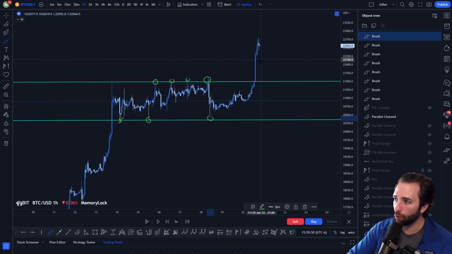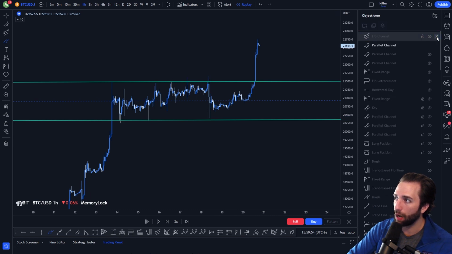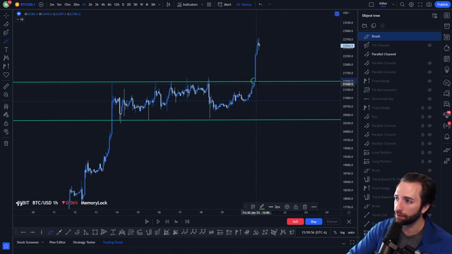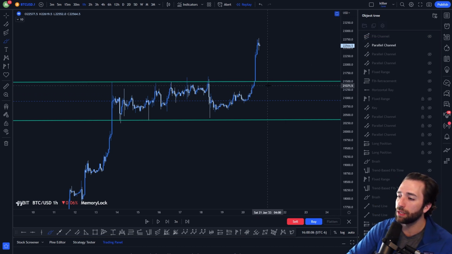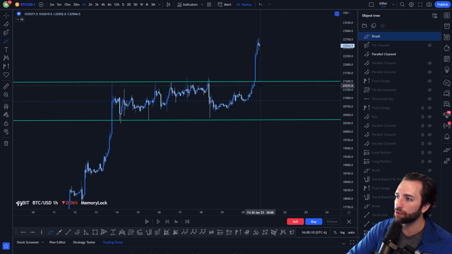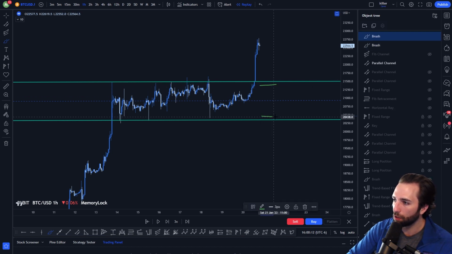So one note I want to say about this. I do not set limit orders on channels, and this is exactly the reason why. Because if your limit gets hit and all of a sudden, boom, it just pumps, well, it was a trade you didn't need to enter at all. So what I do is I set alerts using TradingView. I'll set an alert close to the top, close to the bottom.